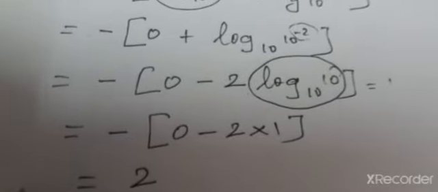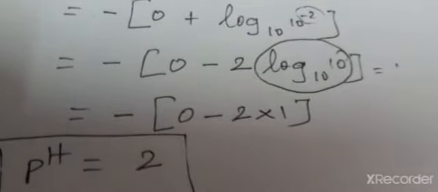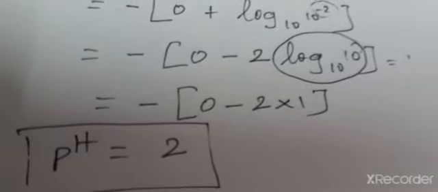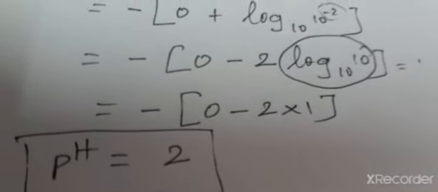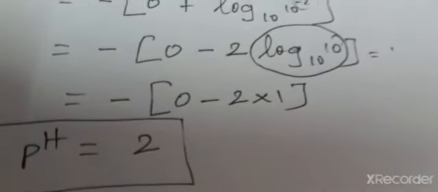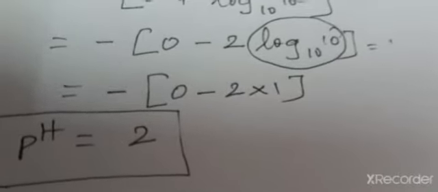So pH is equal to 2. So the given nitric acid pH value is 2. The pH of 0.01 molar nitric acid is equal to 2.